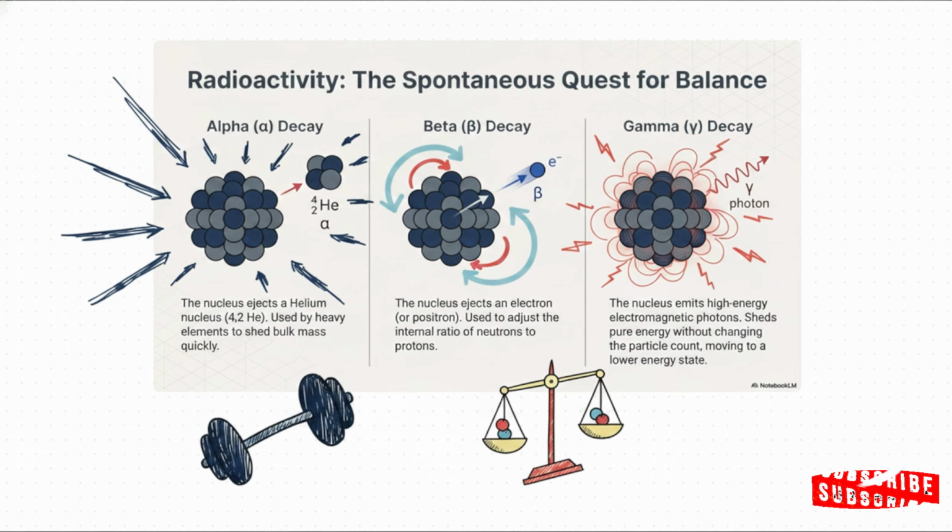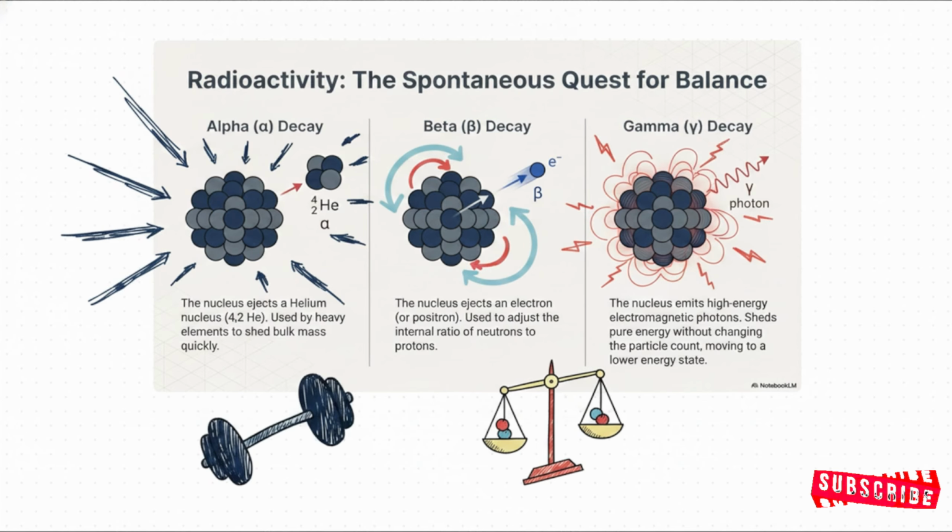First, there's alpha decay. This is all about shedding bulk mass quickly. The nucleus basically chucks out a heavy helium nucleus. That's 2 protons and 2 neutrons. Second is beta decay. This one's more of an internal adjustment. The nucleus swaps a neutron for a proton or vice versa and spits out an electron or positron in the process just to fix its internal ratio.